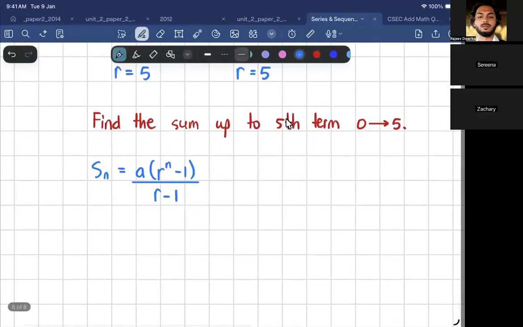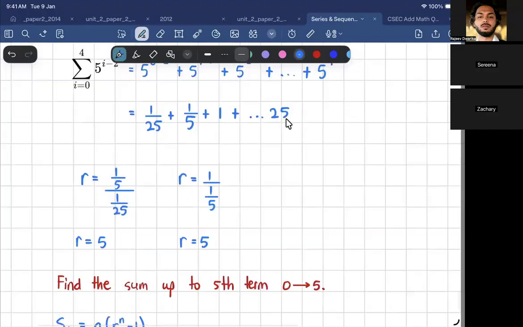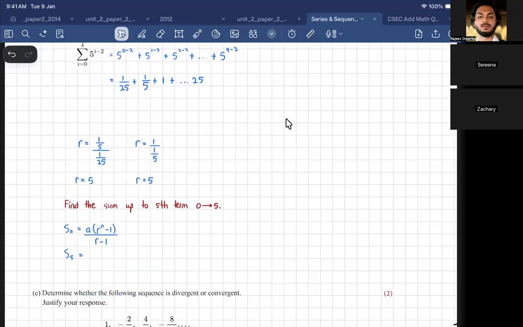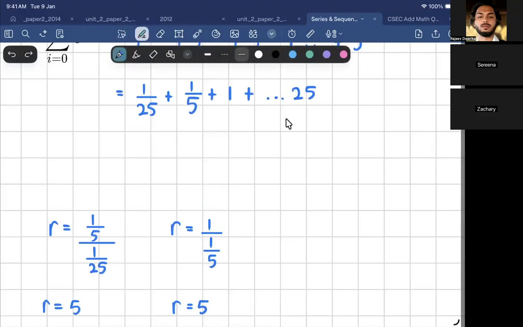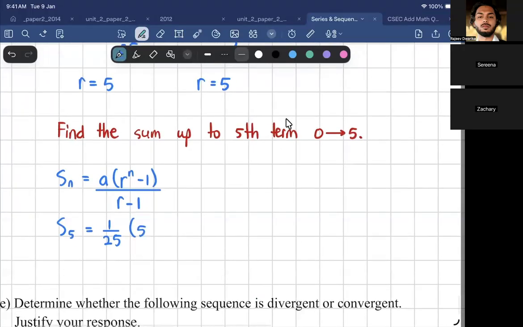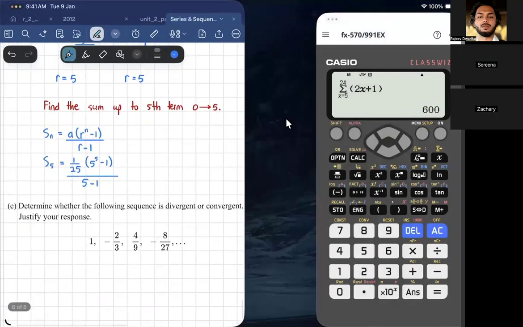All right, so let me plug in here. We want to find the sum up to the fifth term, so S5. What's my first term? Nah, my first term is not 0. What was the first term in these? 1 over 25. Right. I should probably write that down to avoid confusion. And R is 5. So that'll be 5 to the power 5 minus 1 all over 5 minus 1. So I'm going to plug that into my calculator and let's see what we're going to get.